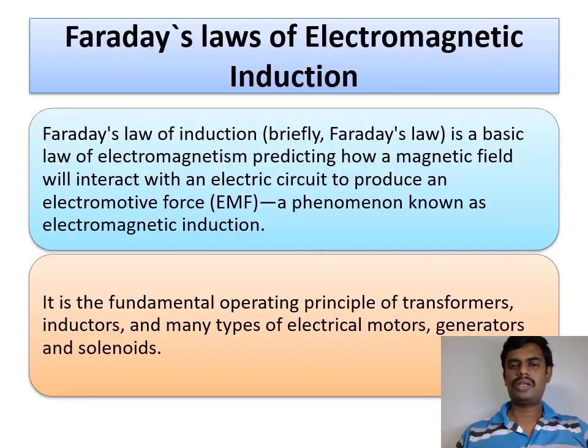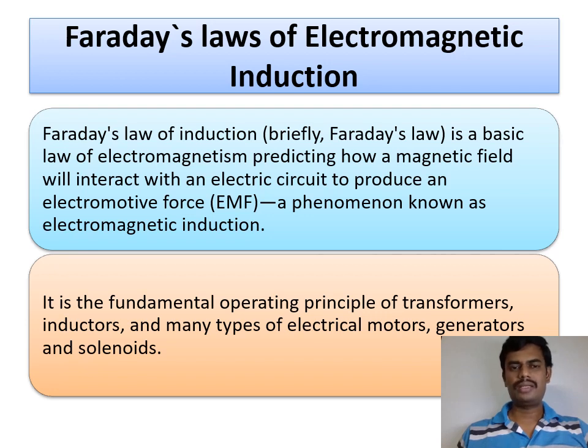Next, coming to Faraday's laws of electromagnetic induction. Faraday has given two laws based on which we can say how an EMF is induced and what is the value of EMF induced in a particular conductor. According to Faraday's first law, whenever a conductor cuts the magnetic lines of force, an EMF is produced in that particular conductor. And according to his second law, the magnitude of induced EMF is directly proportional to the rate of change of flux linkages.